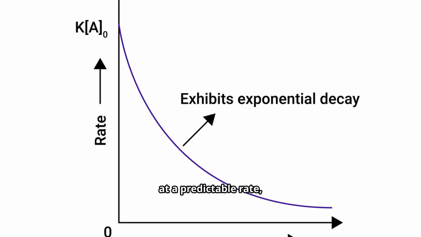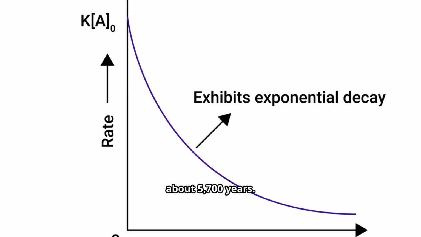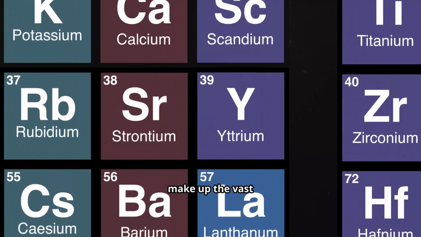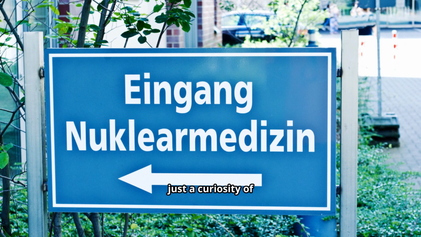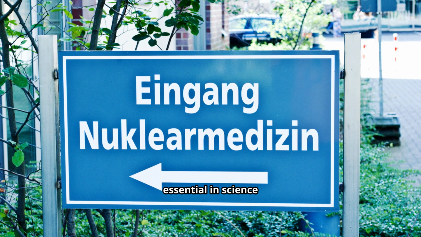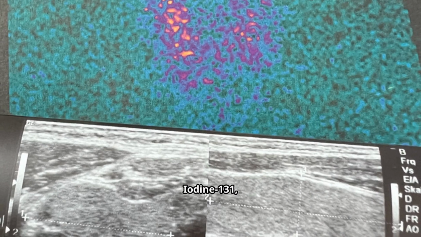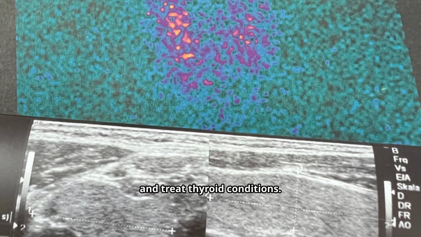It decays at a predictable rate with a half-life of about 5,700 years. Stable isotopes like carbon-12 don't decay at all, which is why they make up the vast majority of natural carbon. Isotopes aren't just a curiosity of nature. They're essential in science and medicine. For example, iodine-131, a radioactive isotope, is used to diagnose and treat thyroid conditions.